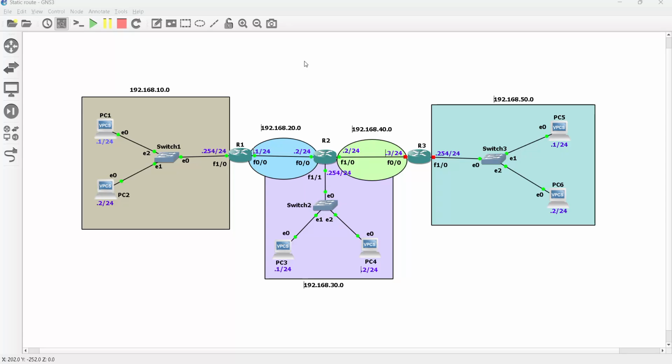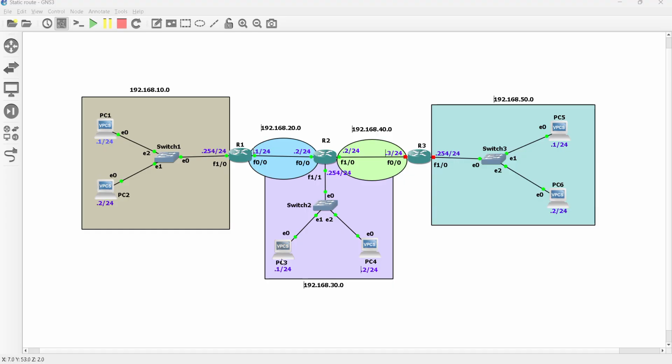Hi everyone, in this lecture we will see the implementation of our static route and default route. This is our topology. We have our LAN 1 having IP address 192.168.10.0/24, where PC1 is connected with network 10.1/24 and PC2 with 10.2/24, having a default gateway address of 192.168.10.254/24.